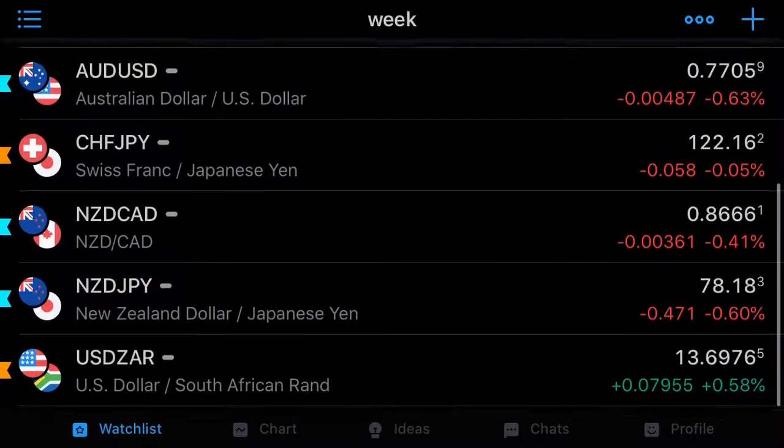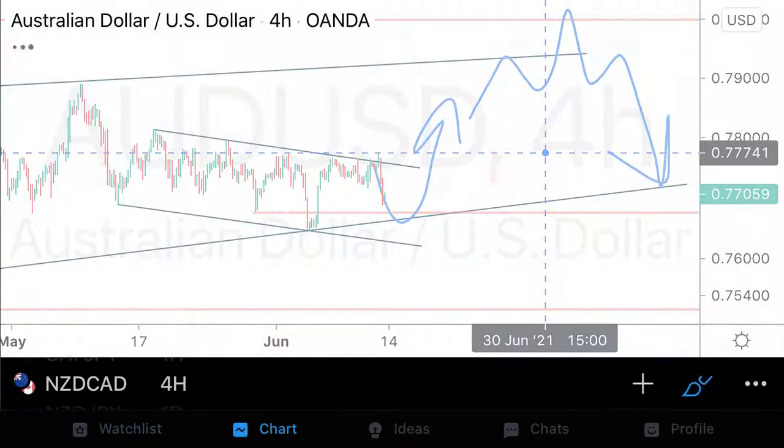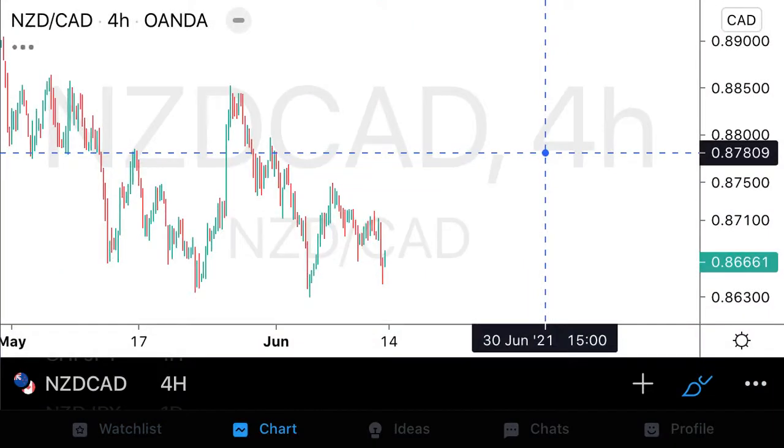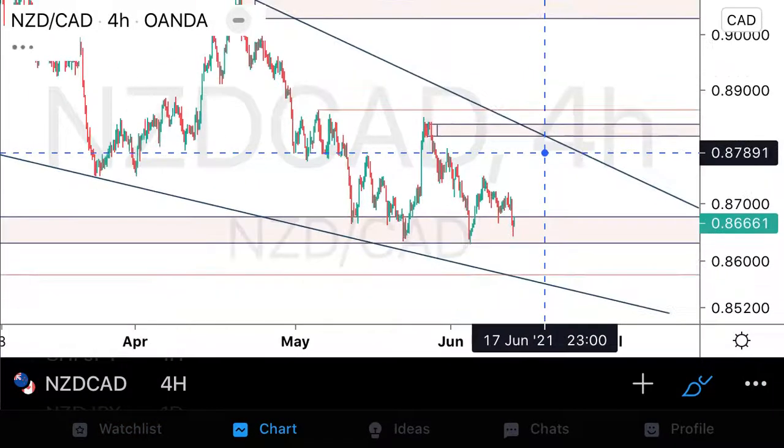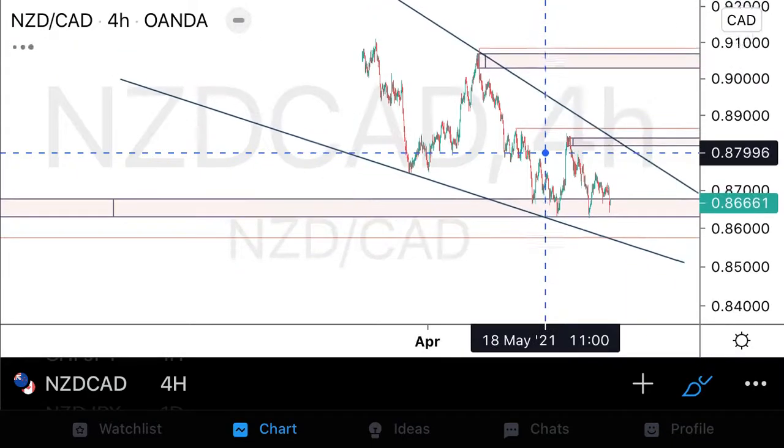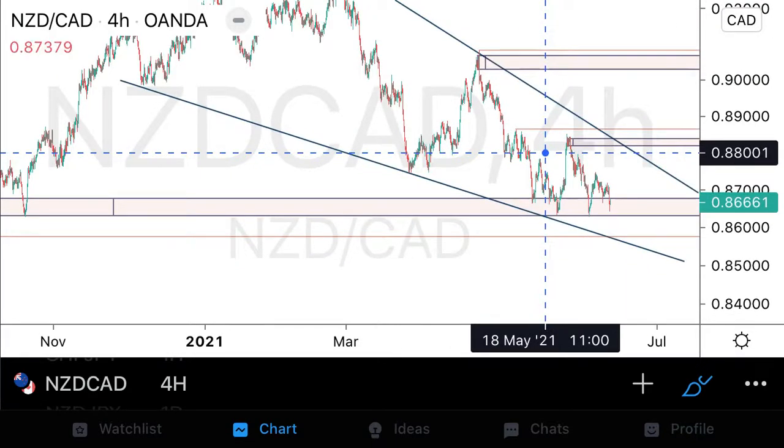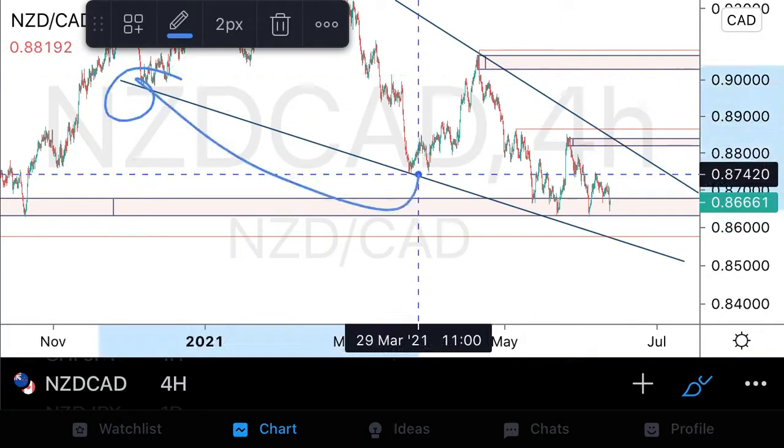Let's go on to our NZD based pairs. We'll start off with NZDCAD. Now on NZDCAD, guys, we are on the 4 hour. We're going to restrict ourselves to staying on the 4 hour if it's not necessary for us to go on to the other time frames. So on the 4 hour, what we do see is this support structure over here.